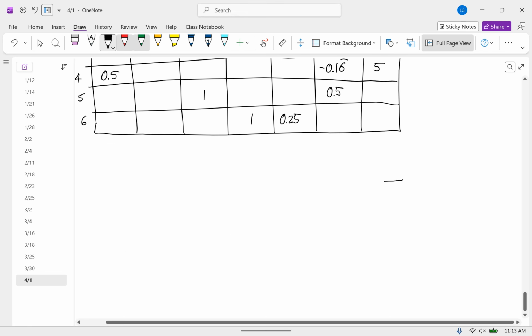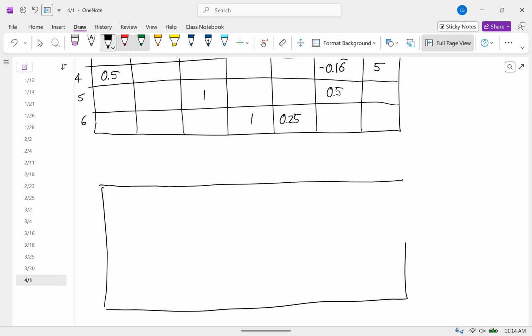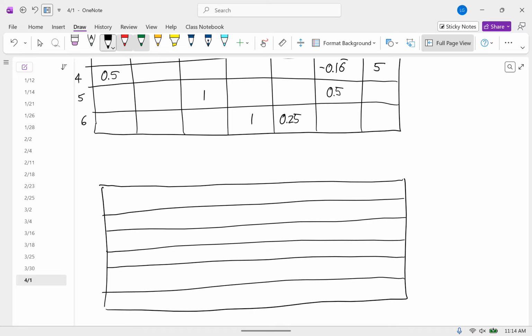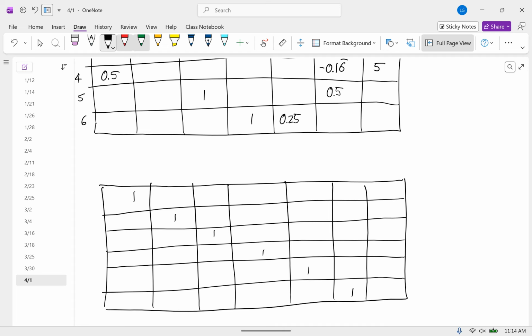So here's what reduced row echelon form will give you. It'll give you a matrix back that's the same size. One, two, three, four, five, six. And the first 6 by 6 matrix on the left is going to be just the identity matrix. That's how you know it worked, if this comes out to be the identity matrix.